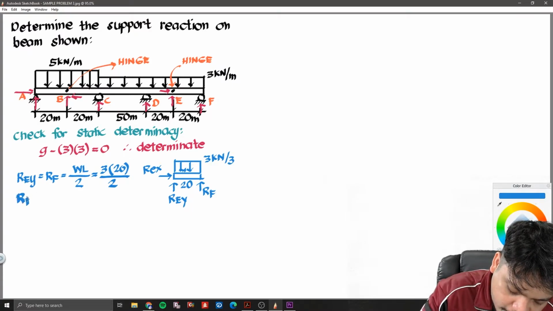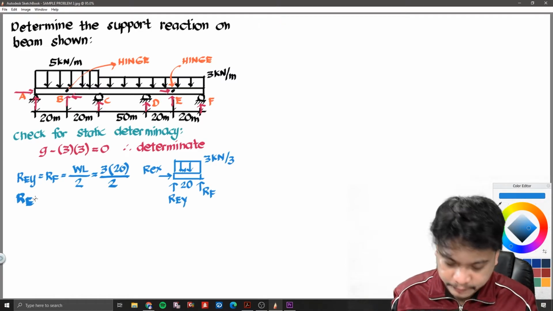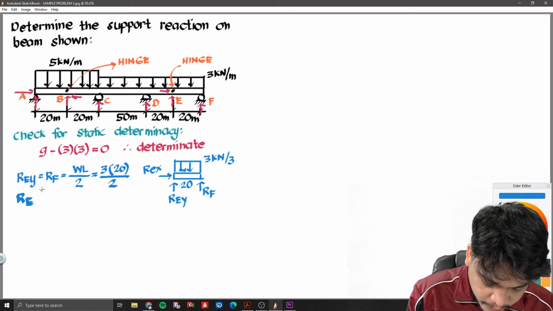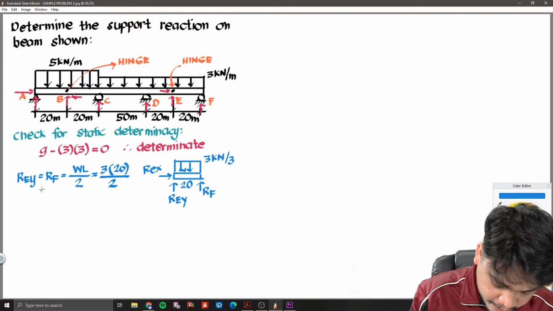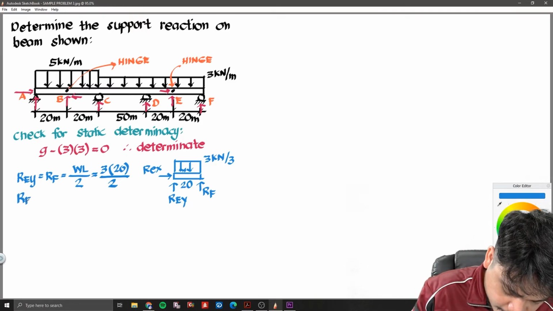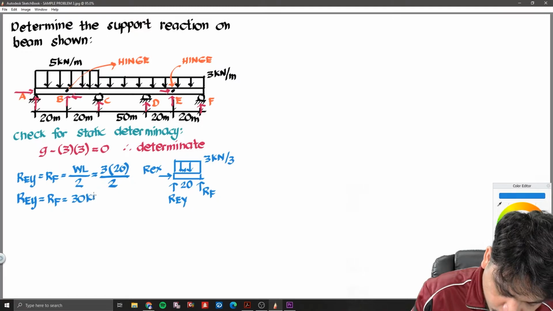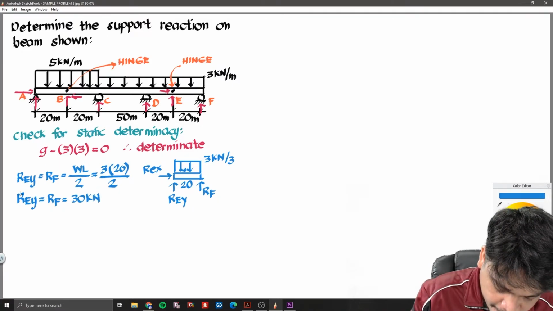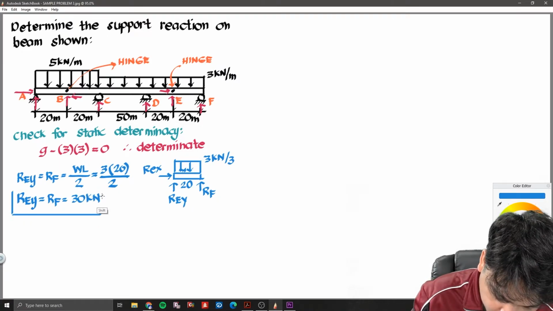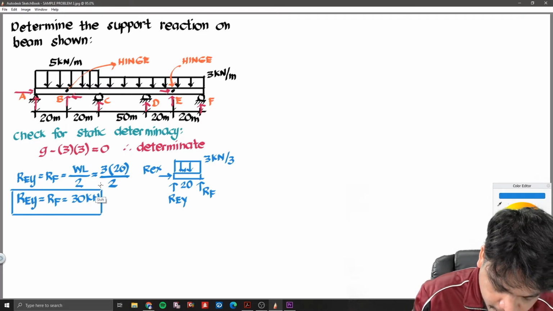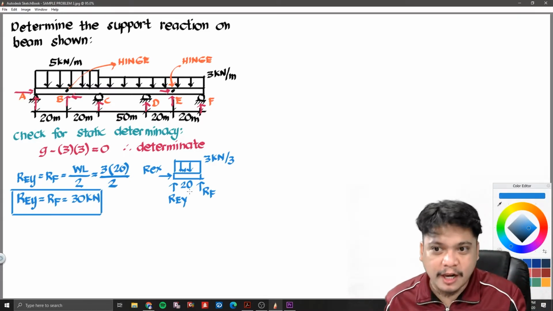So, yung REY natin should become equal to RF, and that's equals to 30 kilonewton. Okay? So, ayan. Meron na tayong isang reactions. Okay? Dalawa. Actually, dalawa, no?